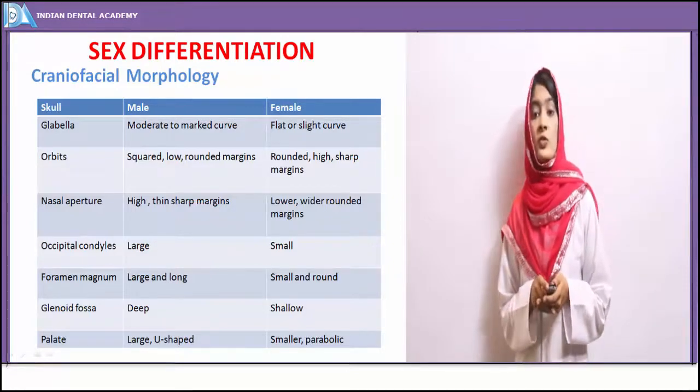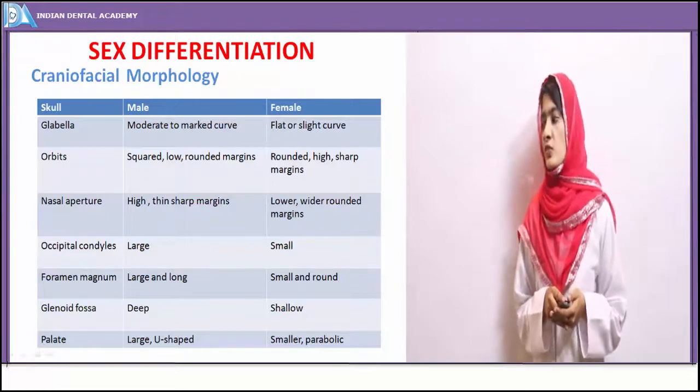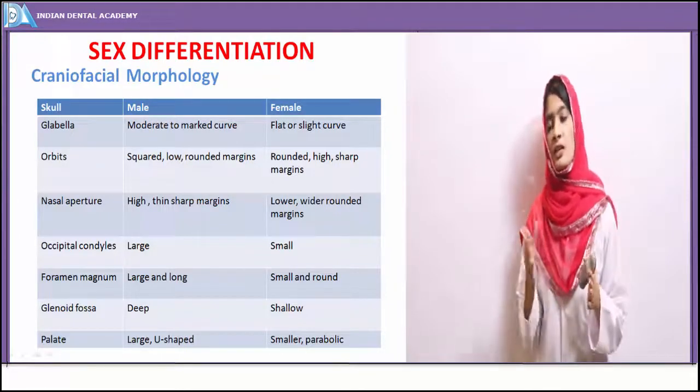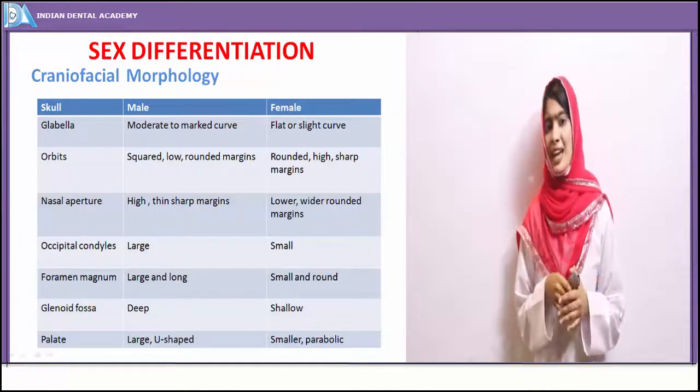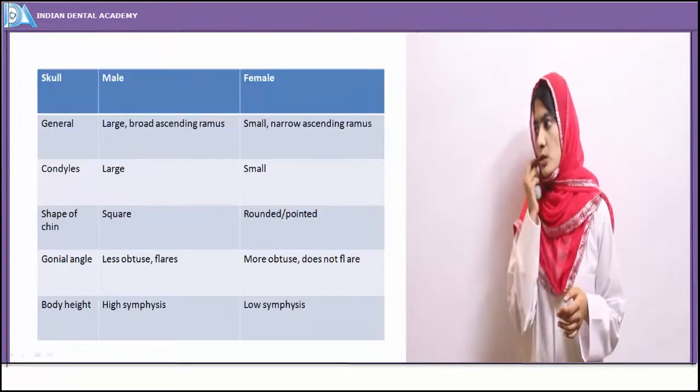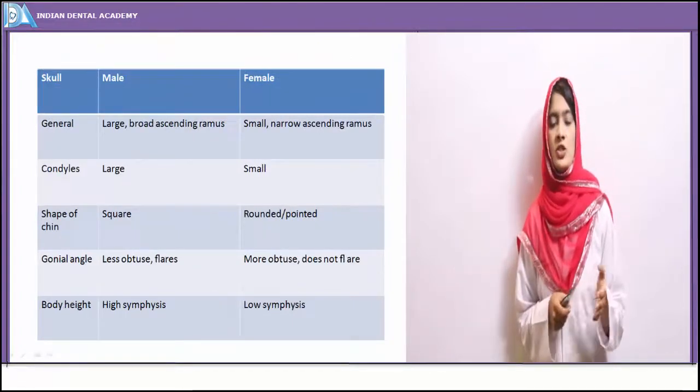And even the glenoid fossa is very shallow in females, and the palate in case of males is a very large U-shaped palate. In case of females, it is much smaller and appears to be V-shaped or parabolic. So those are the general features of male and female skulls.